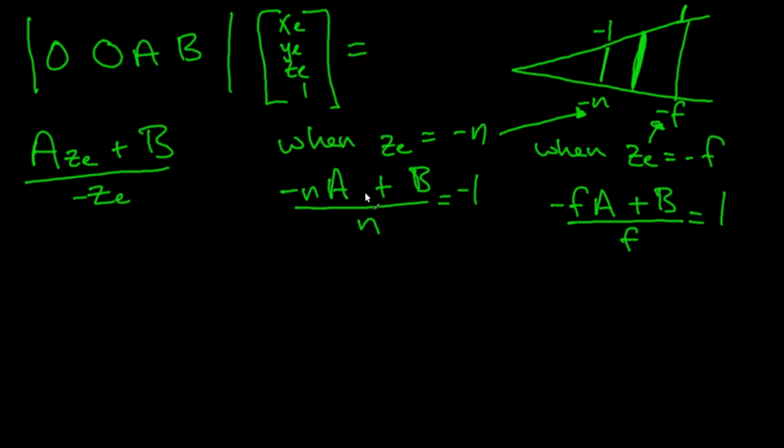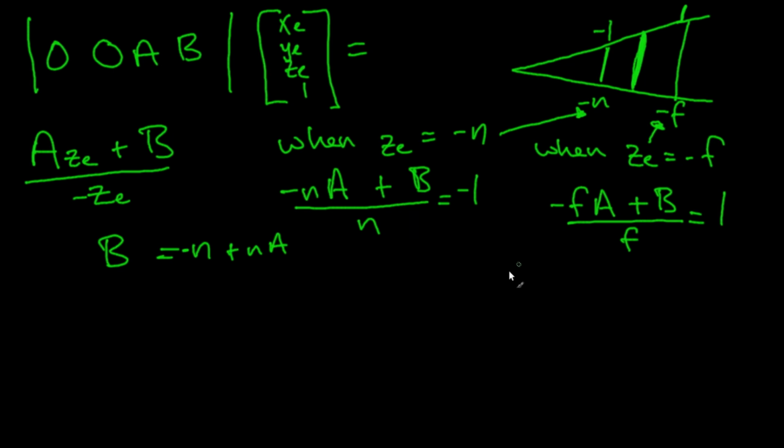We could multiply both sides by n, and that would give us a negative n on the right side. Then we could add na to both sides, and that would yield just a b on the left and an na on the right. Okay, so that's our definition of b: negative n plus na.